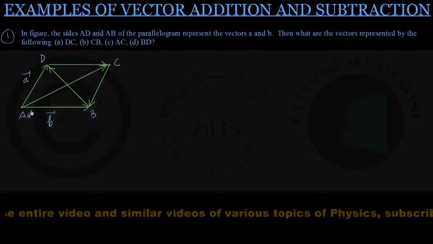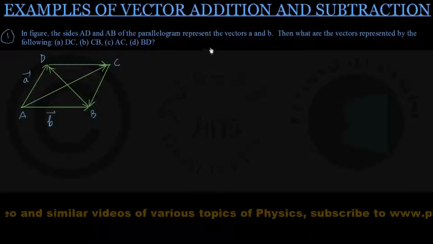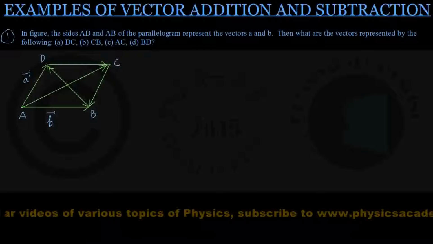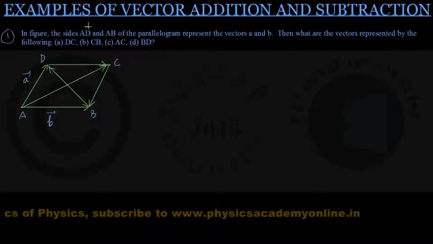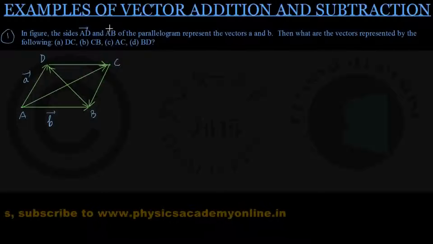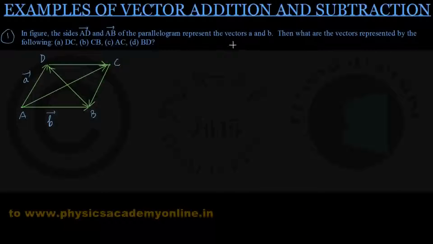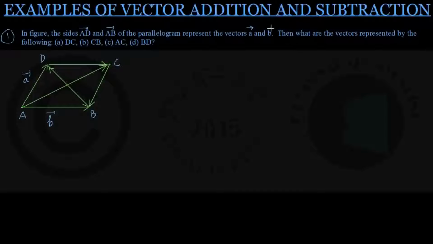The sides AD and AB of the parallelogram represent the vectors. Well, I have to write notations here. A very light editing. AD, this is an arrow, and AB, this is an arrow, represent vectors A and B. In printed material, you know that they use bold letters A and B. And since I'm writing with my hand, I must put the small tiny arrows on top of A and B to mean that A and B are vectors.